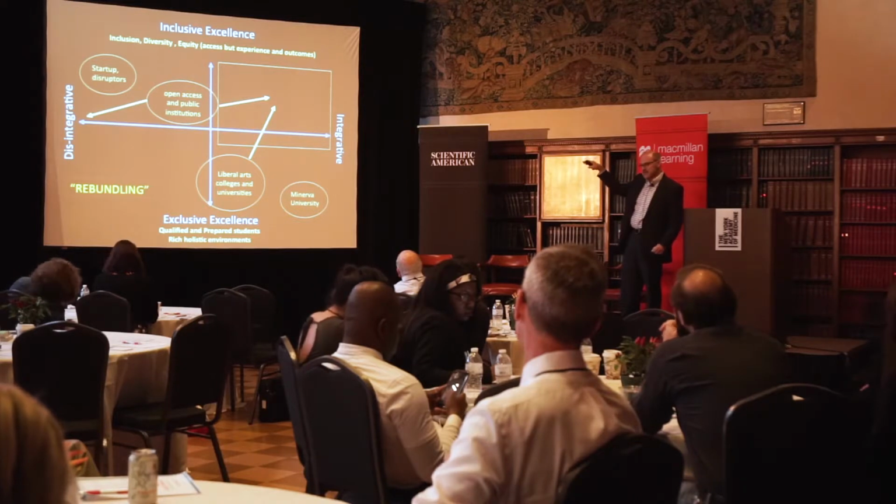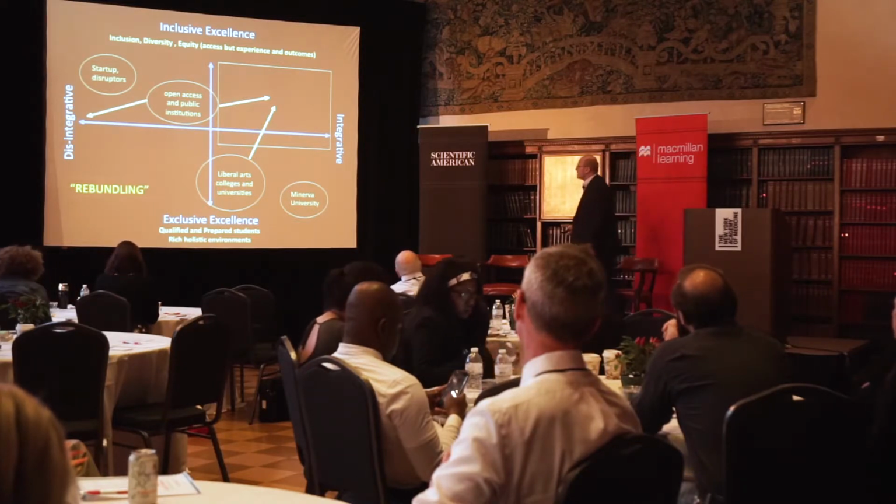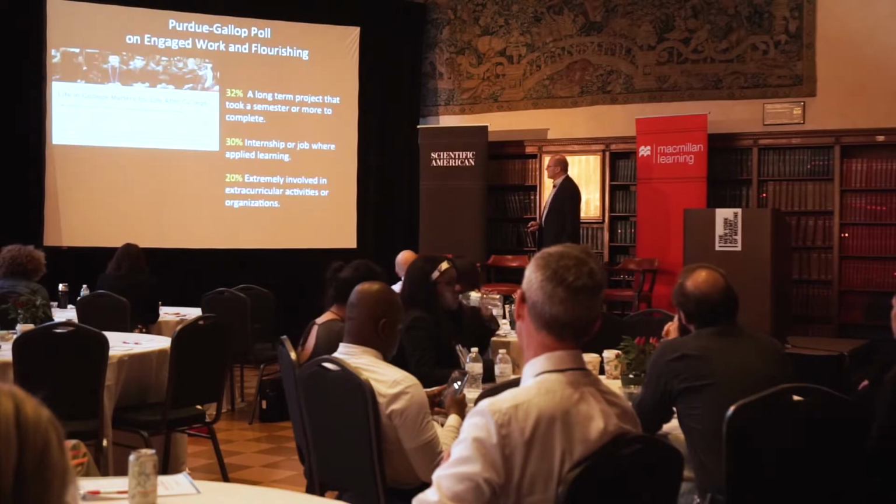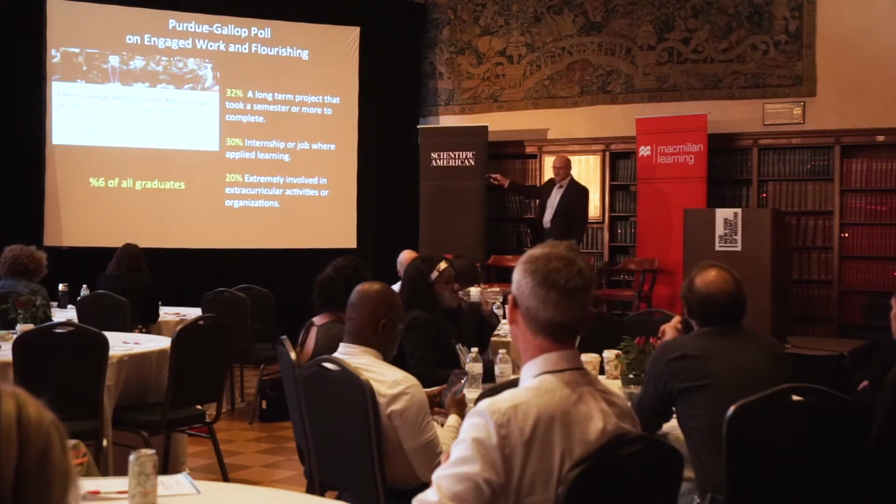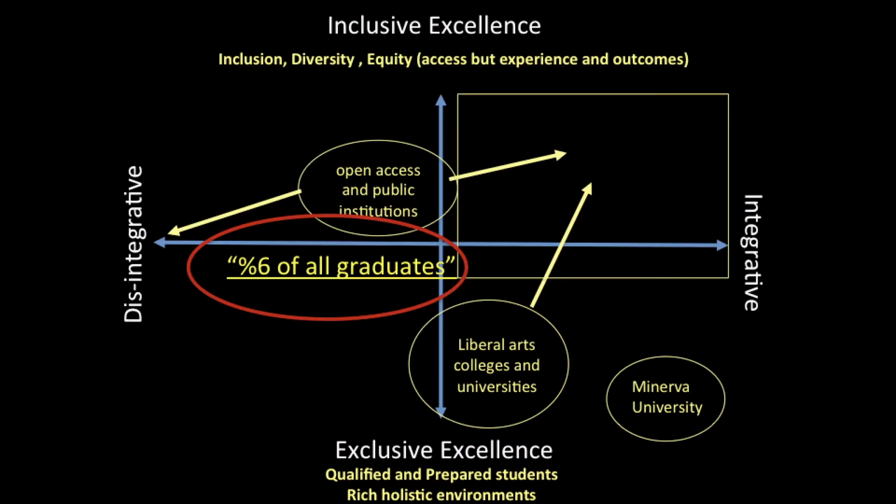But this is the challenge to my mind. When you look at a number like 6% of all graduates, that's why I put so many schools down on the disintegrative side. So what does it mean to design for the upper right quadrant? I don't think the upper right is where higher education as a sector has ever been. There have been movements that have moved us more toward the inclusive, and there's always been resource-rich schools that have been highly integrative.